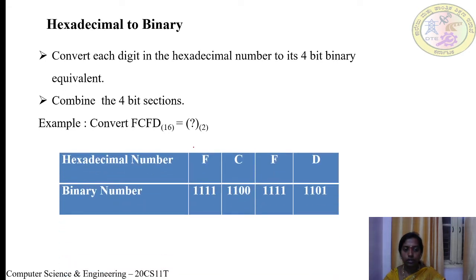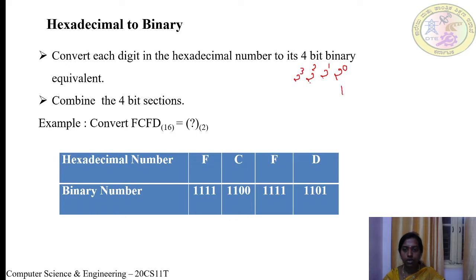We move on to the table and start writing the digits of the hexadecimal number from right hand side to the left hand side, that is D, F, C, F. So equivalent binary numbers can be written as 4 binary bits. That is, we should take 4 bit positions: 2 to the power of 0, 2 to the power of 1, 2 to the power of 2 and 2 to the power of 3.